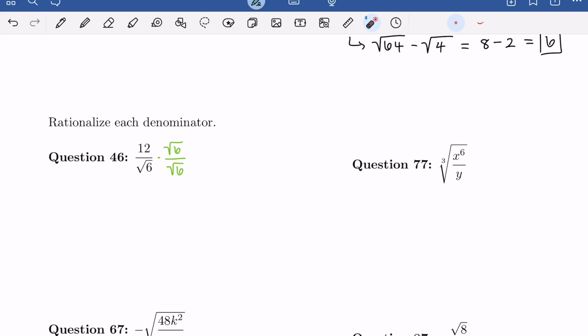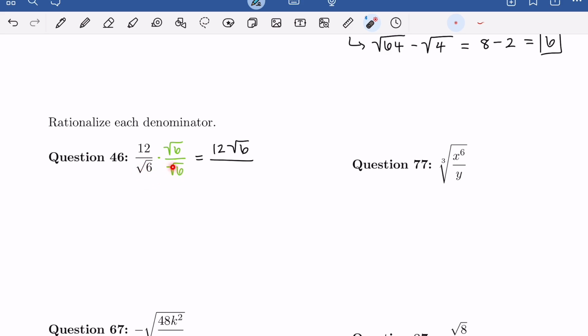Now, the reason we're doing this is because when we multiply this out, we're going to end up with a fraction that no longer has a square root in the denominator, and therefore it would be fully simplified. So let's go ahead and do this. In the numerator, we have 12 times the square root of 6. And in the denominator here, we have the square root of 6 times the square root of 6.